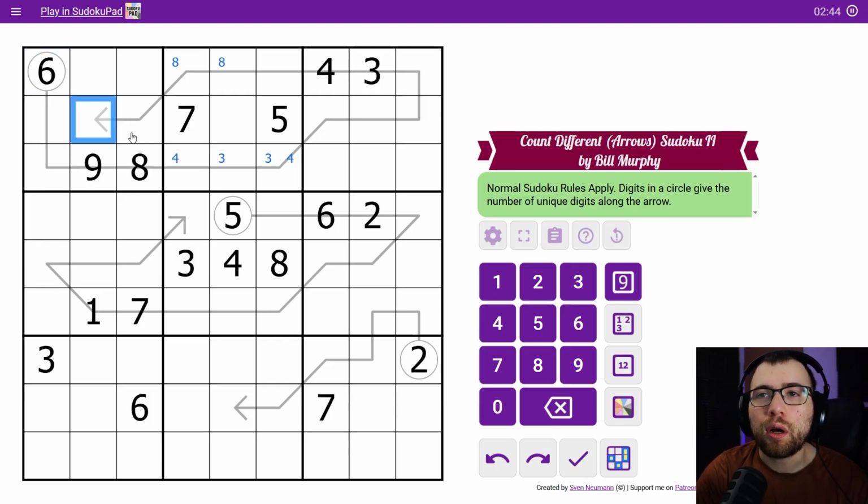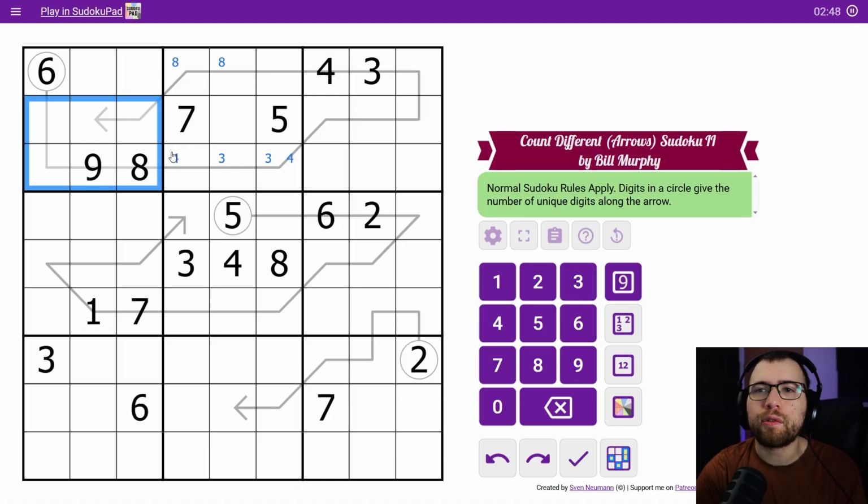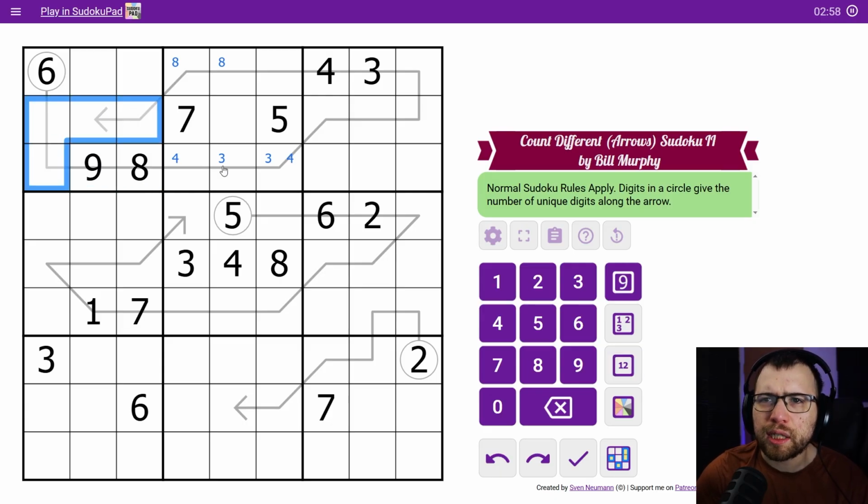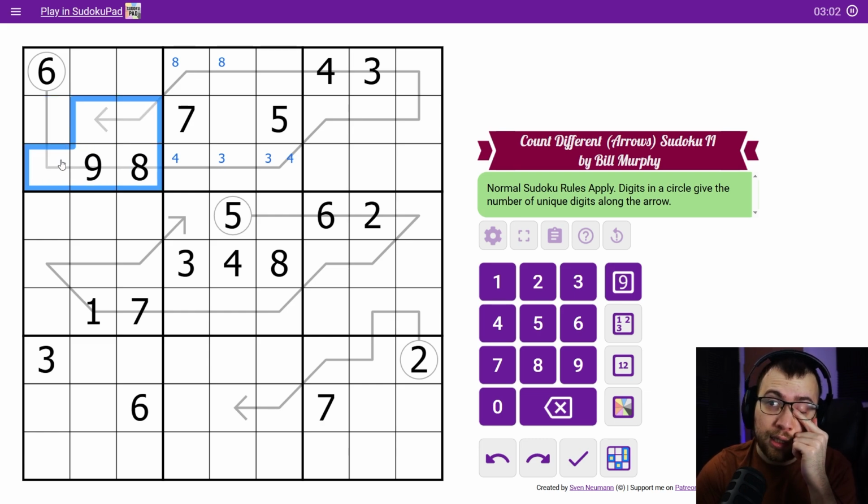Oh, wait a minute. You know what? I just realized that there's 6 spots on the arrow here. I thought for some reason there was only 4 or 5. But I think it's because these digits were already inputted or given in the puzzle that I was just looking at these other sections and I was like, yeah, there's just 4. Yeah, that doesn't make any sense. There is 6 in this box as well.